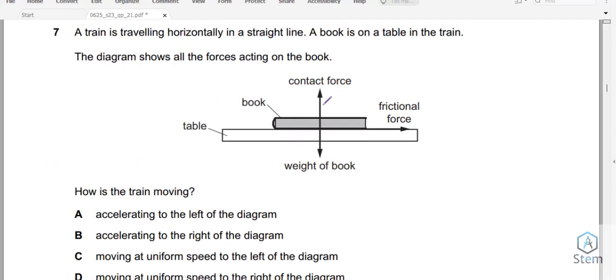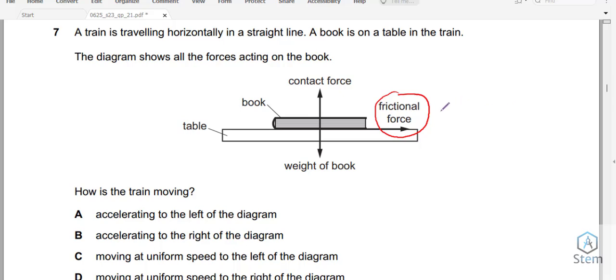Number 7, a train is traveling horizontally in a straight line. A book is on a table in the train. The diagram shows all the forces acting on the book. How is the train moving? Now, this question is testing your understanding of the nature of friction.